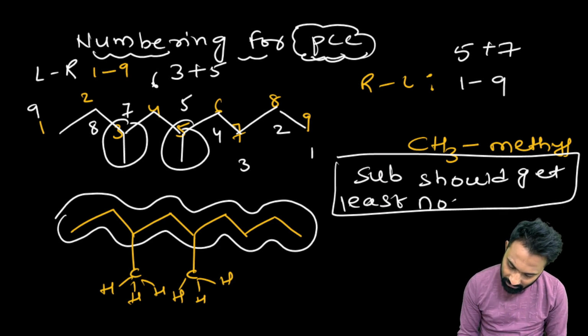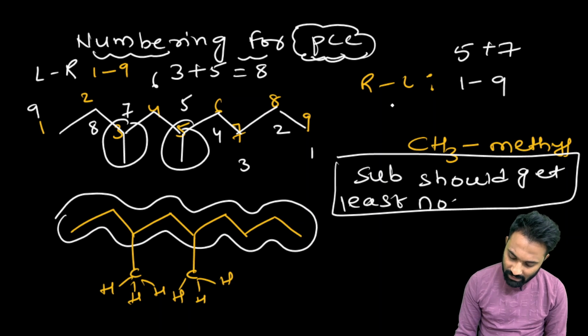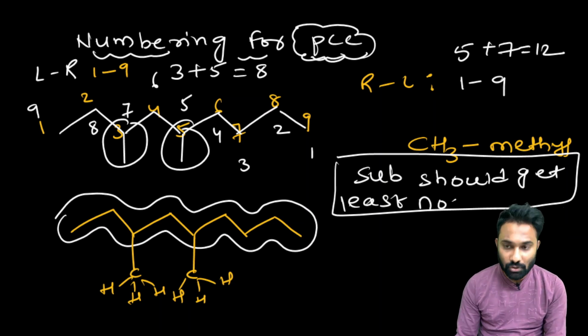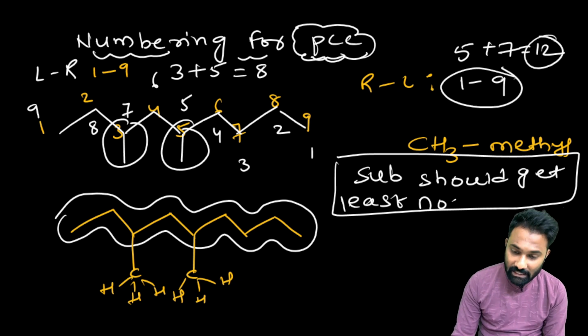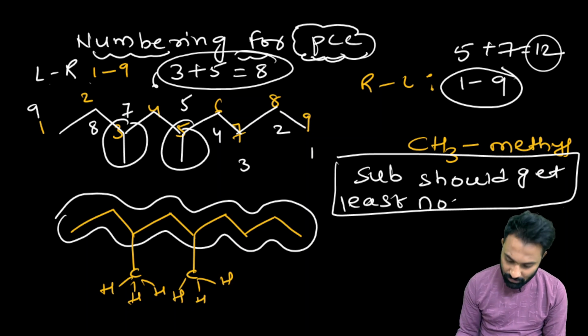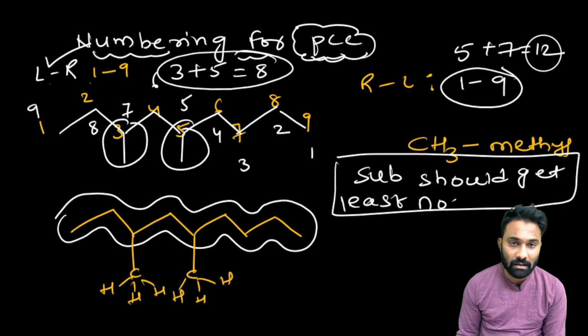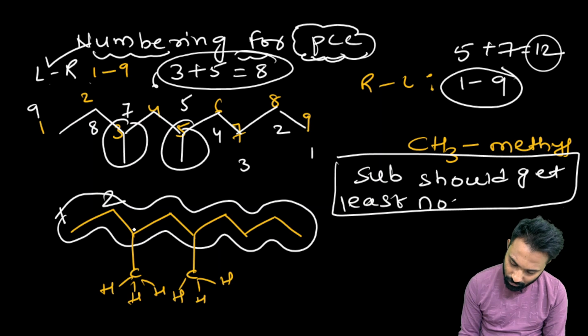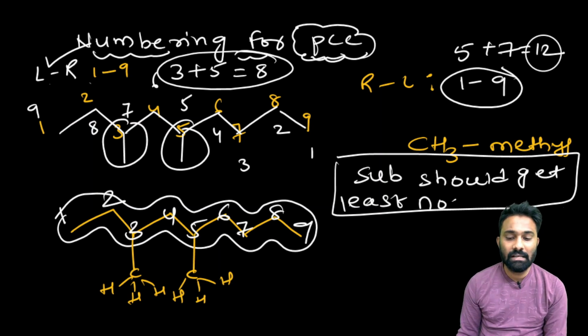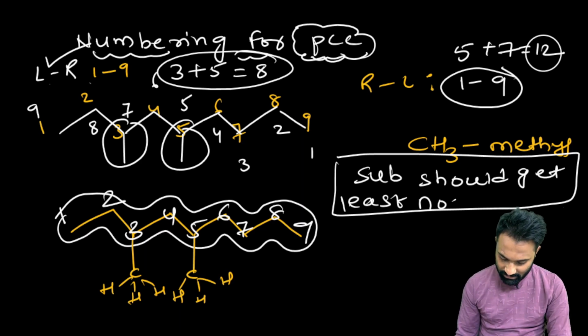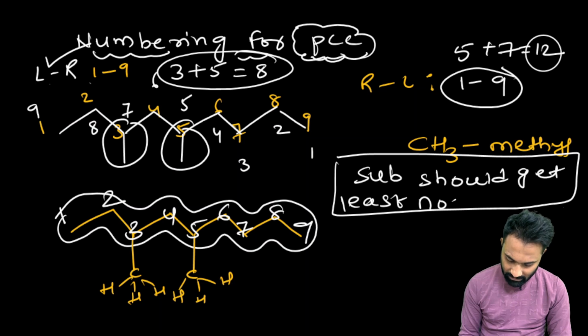See, in the yellow you are getting 3 plus 5, it is giving 8. Now in the right to left, in the white it is giving 7 plus 5, it is 12. So in the right to left the branchings are getting 12. Now in the left to right the branchings are getting 8. So the numbering is correct from left to right. Clear? The numbering will be 1, 2, 3, 4, 5, 6, 7, 8, 9. In this manner we have to give the numbering for the compounds. Clear? Next we will take another example so that it will be clear for you.